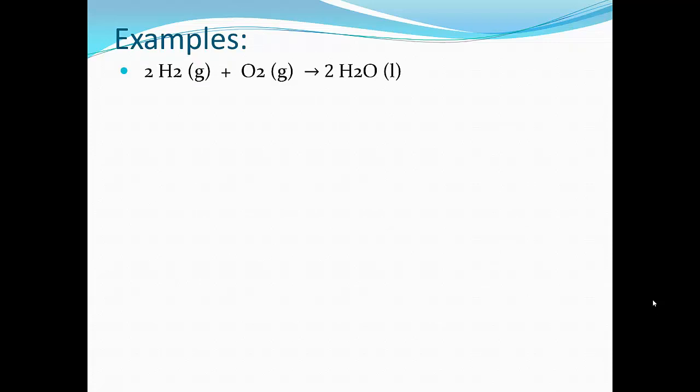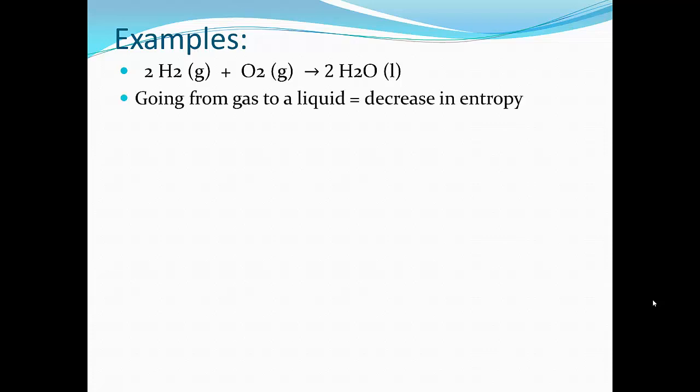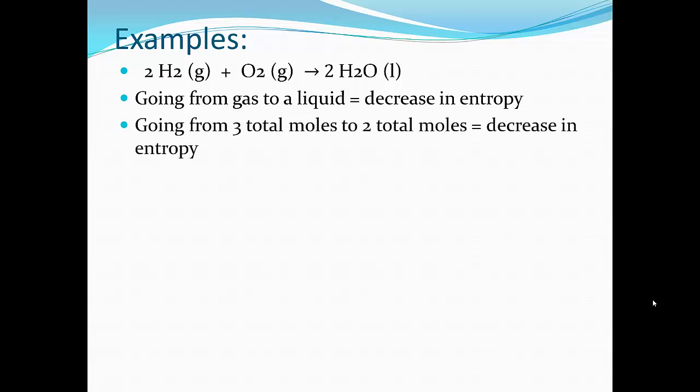First one here, we have 2 moles of hydrogen plus 1 mole of oxygen makes 2 moles of liquid water. So there's 2 things we can look at here. First phase. We're going from gas to a liquid, so that should be a decrease in entropy because liquids have less randomness than gases do. We're also going from 3 total moles to 2 total moles, so that's a decrease in entropy, or negative delta S.